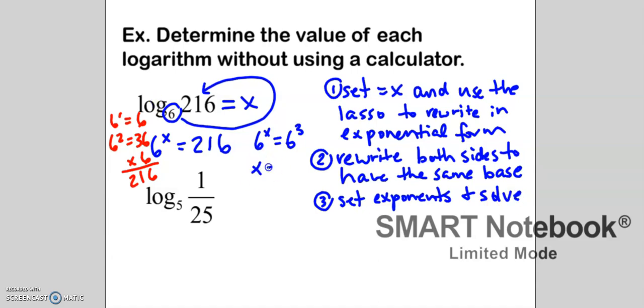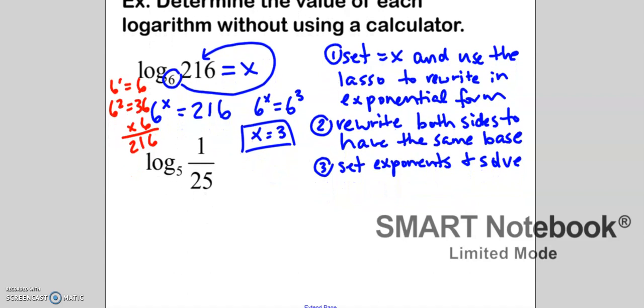So that means let x equal 3. And I don't have any more solving to do here, so I can just box it. For the next problem, I want you to just do step 1. Now, if you're feeling like a ninja, you can continue and do the other steps. If you're feeling less than a ninja, at least do step 1.